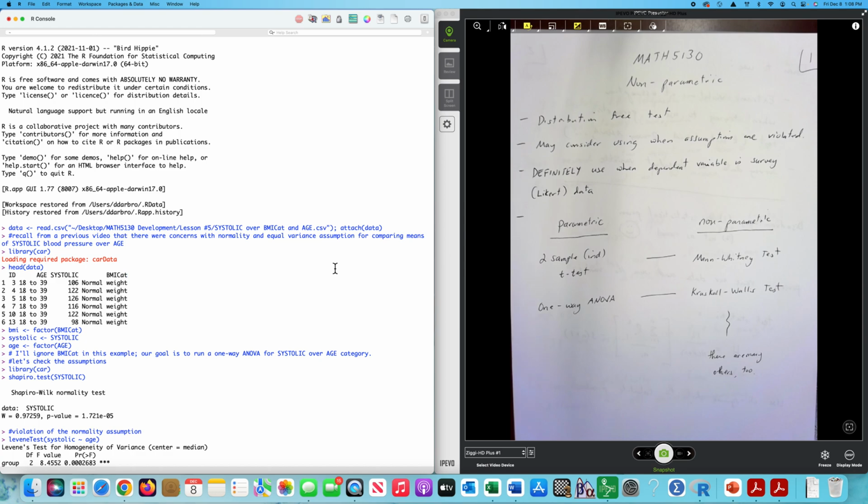But anyway, definitely when you have a dependent variable that is from survey data, like Likert data, you know, strongly disagree, disagree, no opinion, agree, and strongly agree, which are coded as 1 through 5. They're really not 1 through 5. That 1 through 5 is just a coding for those responses. You would definitely use non-parametric tests.